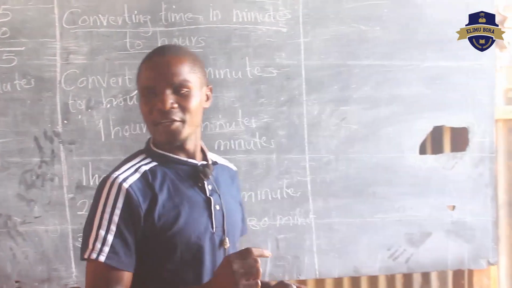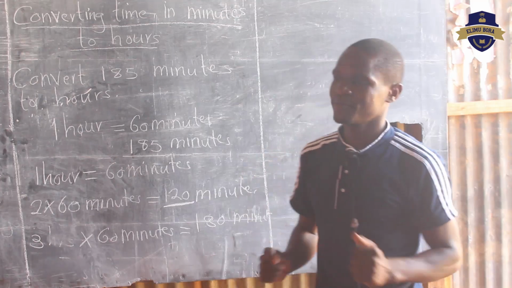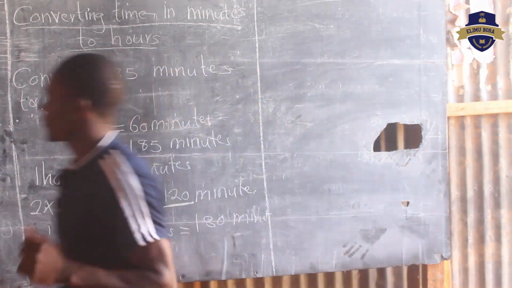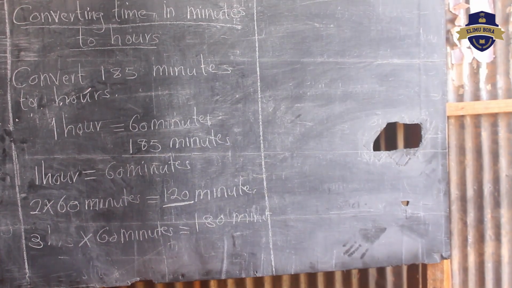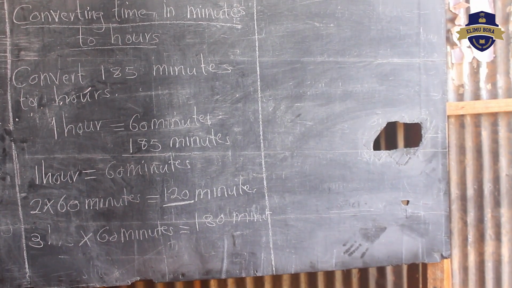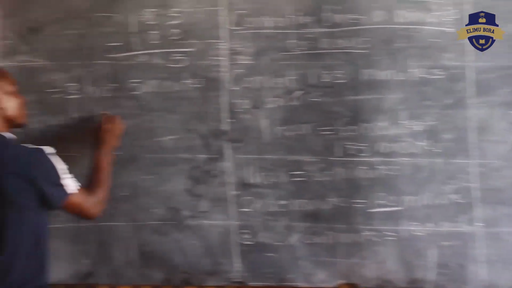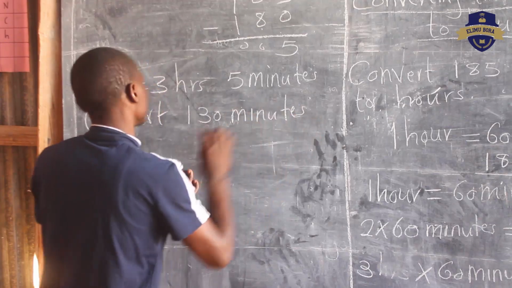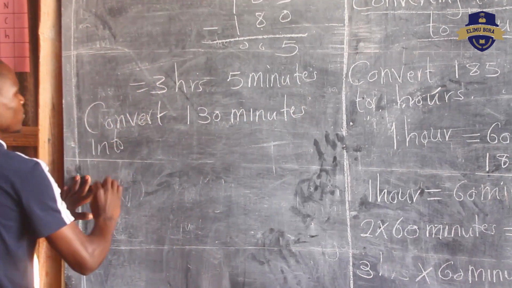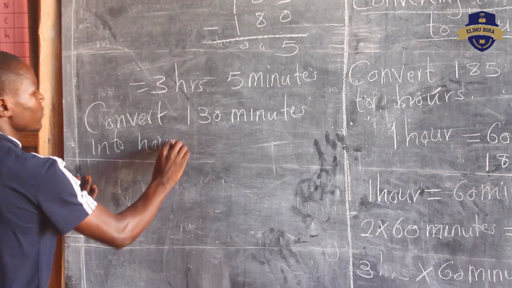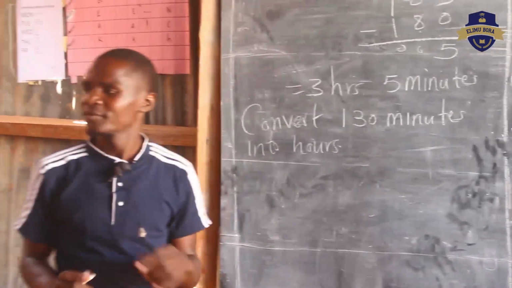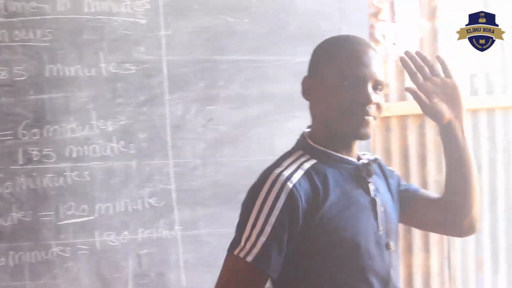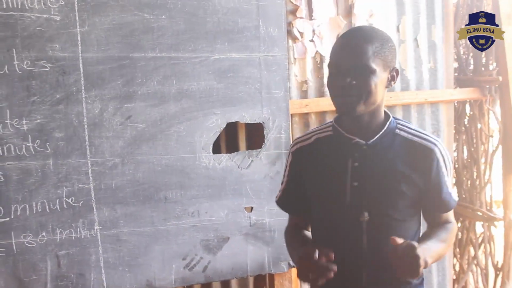Understood? Clap for yourself. Number 2. This one I want someone to come and work it out. Convert 130 minutes into hours. 130 minutes into hours. Girls? Boys?